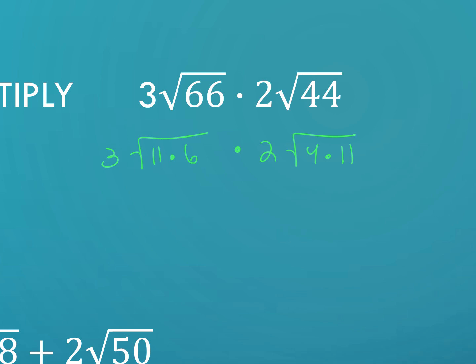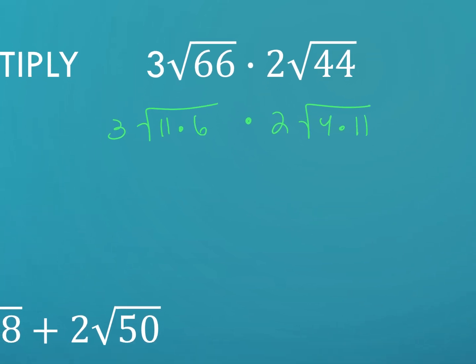Now, is there a square root underneath the radical that I can go ahead and take out? Yes, the square root of 4 is 2. What do I do with these numbers on the outside? I multiply. So this becomes 3 square root of 11 times 6 times 4 square root of 11.